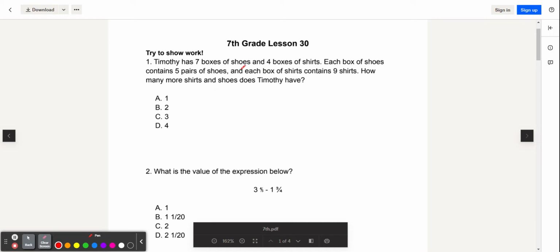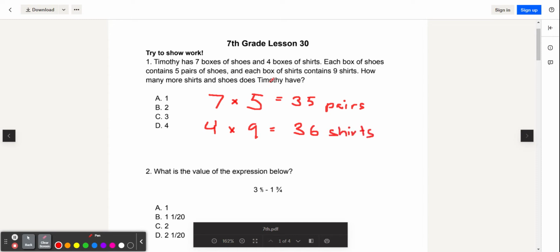So first let's solve for how much of each we have. For shoes, we have 7 boxes times 5 pairs per box, which gives us 35 pairs. Then we have 4 boxes of shirts. 9 shirts per box is 36 shirts.